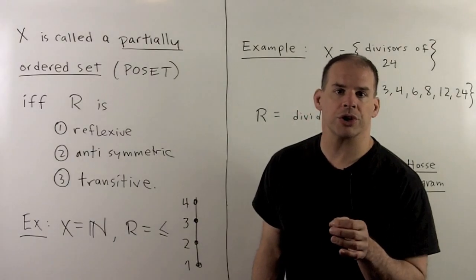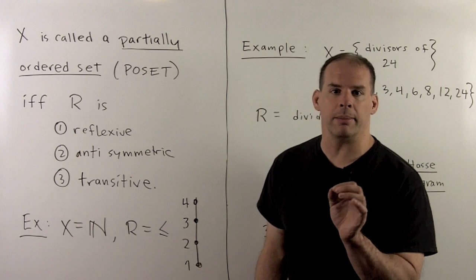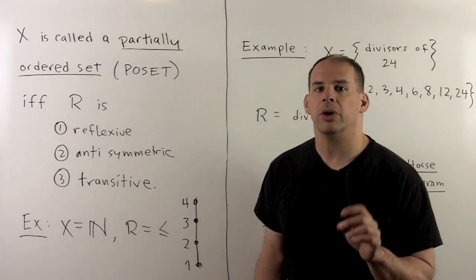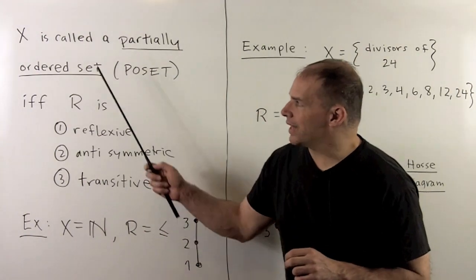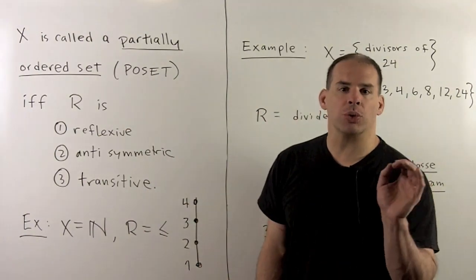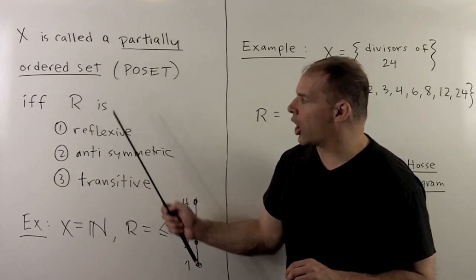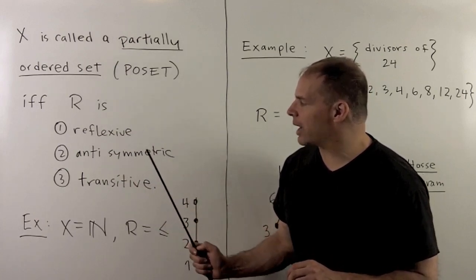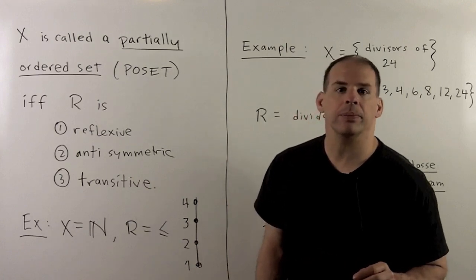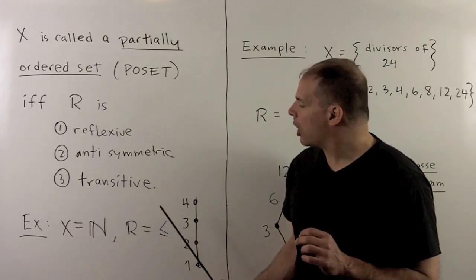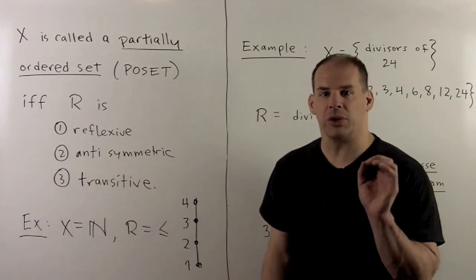There are certain structures that repeat again and again in mathematics when we combine these special properties. First, we'll say that X is a partially ordered set, or a poset, if and only if the relation R is reflexive, anti-symmetric, and transitive. For an example, we can consider X to be the natural numbers, and R to be the relation less than or equal to.